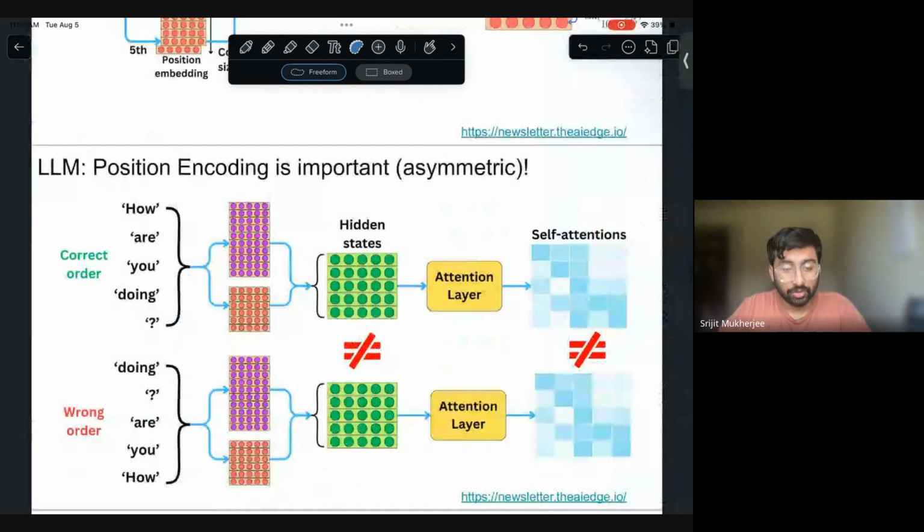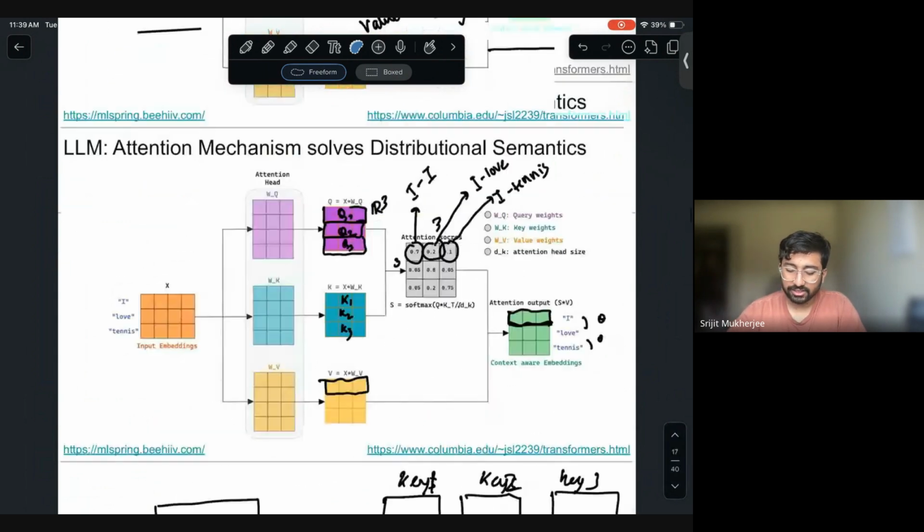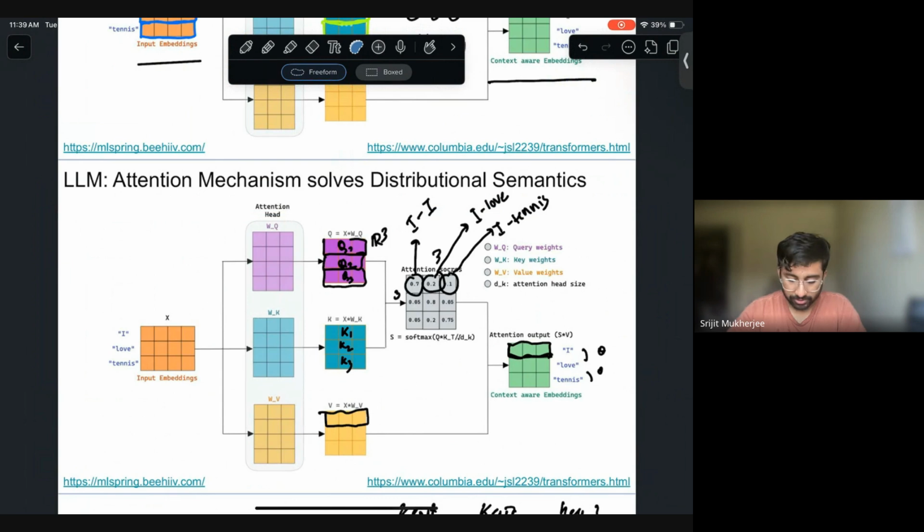Okay, so now there is something more. There is a positional encoding. So what is the positional encoding? The most important aspect of it: as of what we did now, whether I say I love tennis or tennis love I, all these things are the same, right? Because this attention map can be changed. You can reorder this, and the attention map will accordingly change, and hence the embeddings will change.